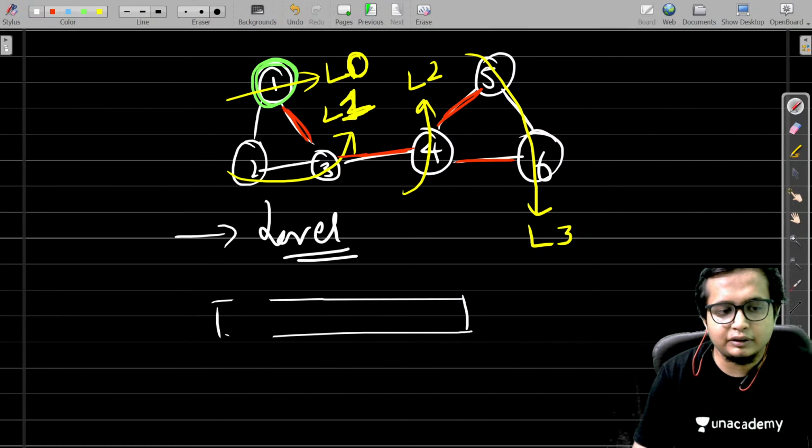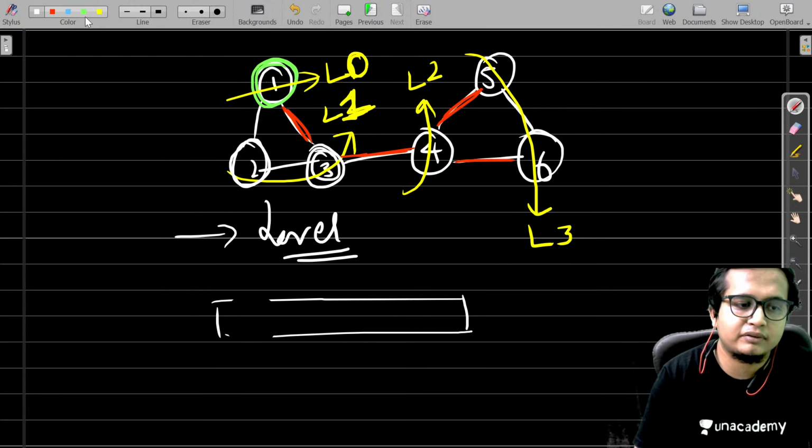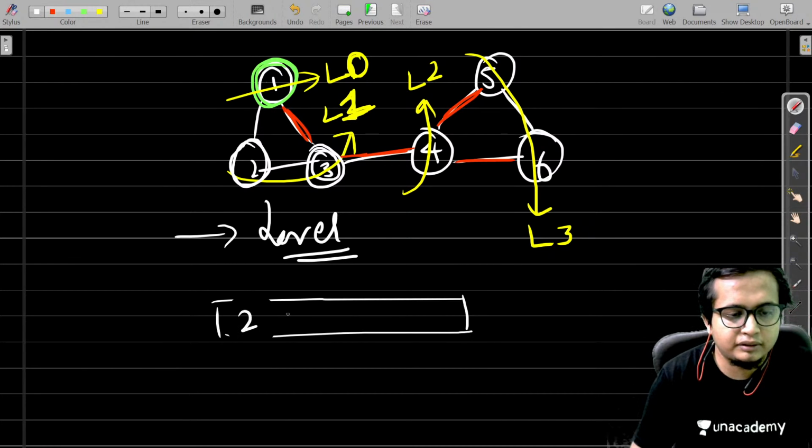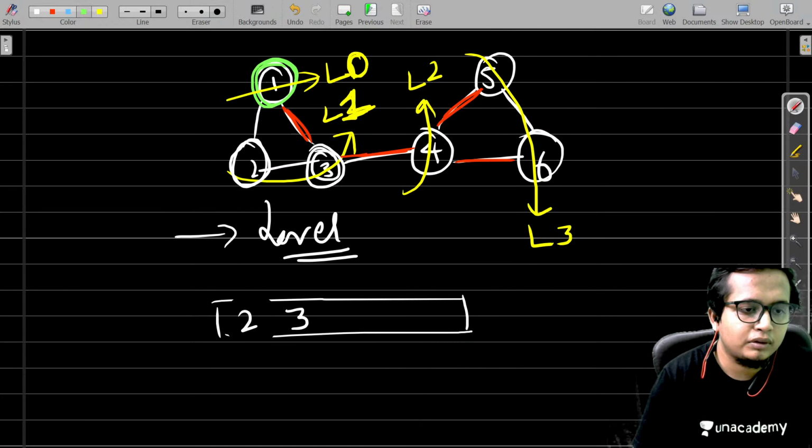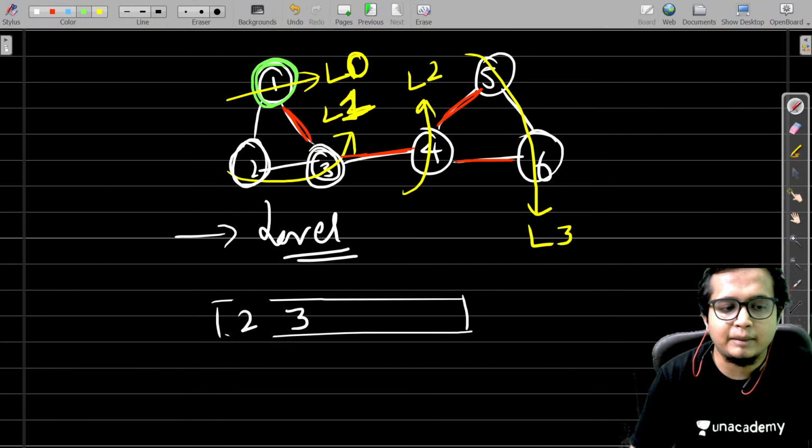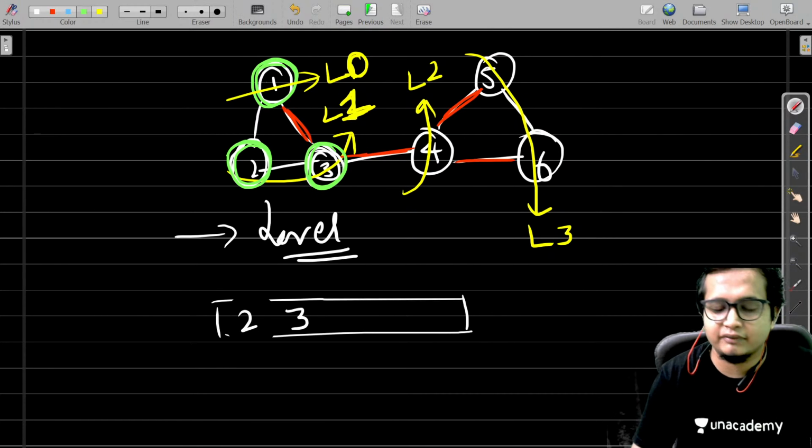And then I'll insert the nodes that are directly connected to it into the queue as well. So here I would insert 2 and 3. Whenever I insert, it obviously means I have visited them. So 2 and 3 have been marked visited as well.